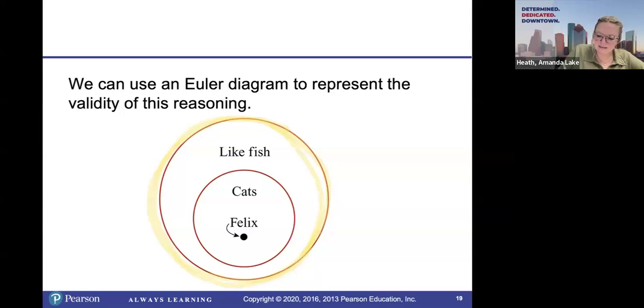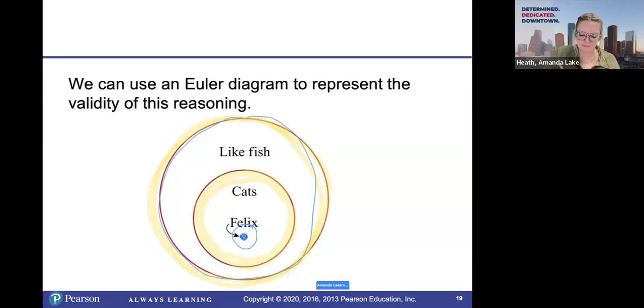And then cats are a subset of all of the things that like fish based on that hypothesis, because we said all cats like fish. So anything in the circle of cats would have to be in the circle of likes fish. And Felix, he's a cat, so he has to belong to that circle of cats. So since Felix is a cat and the circle of all the cats has to be contained in the circle of likes fish, Felix is automatically in that circle of liking fish.